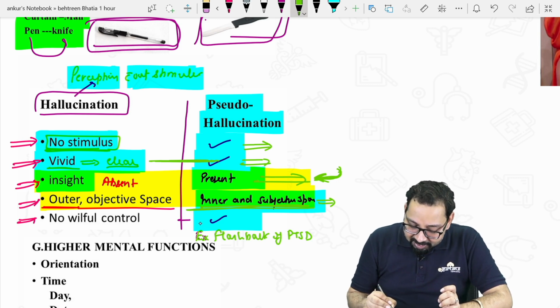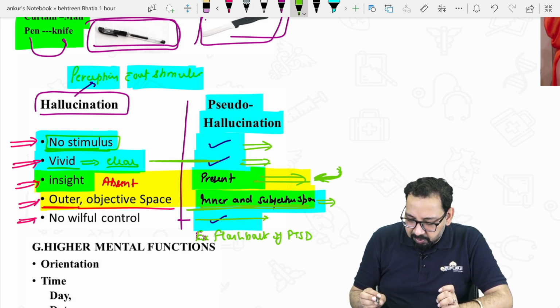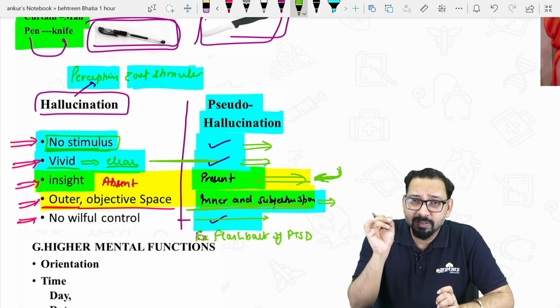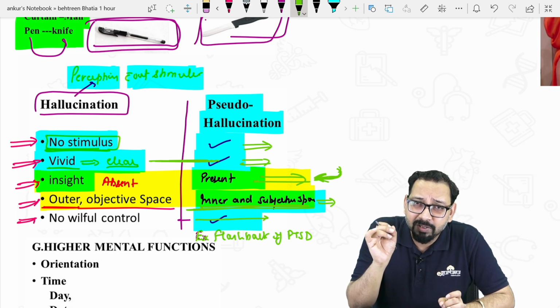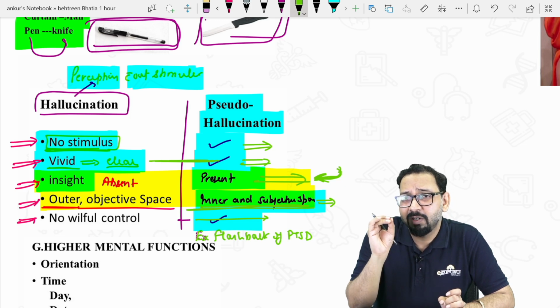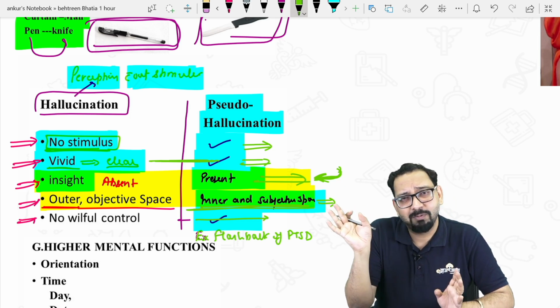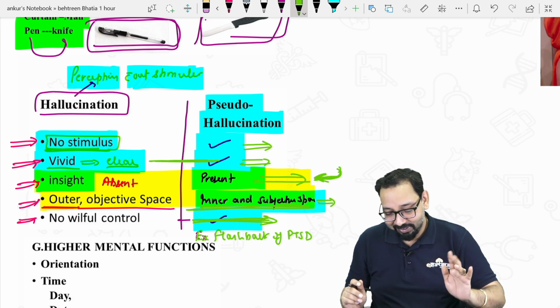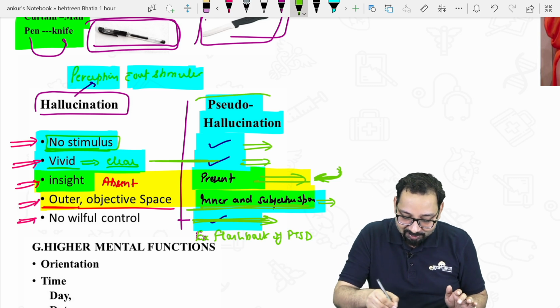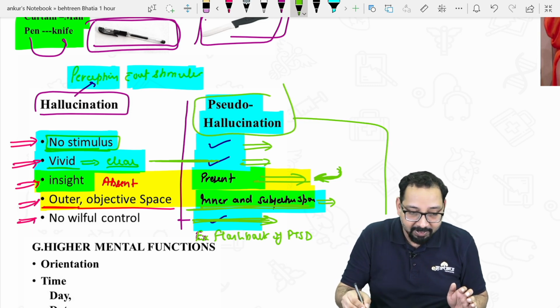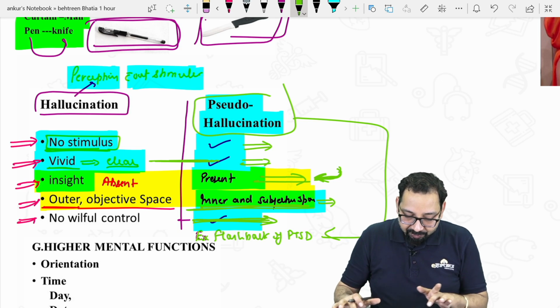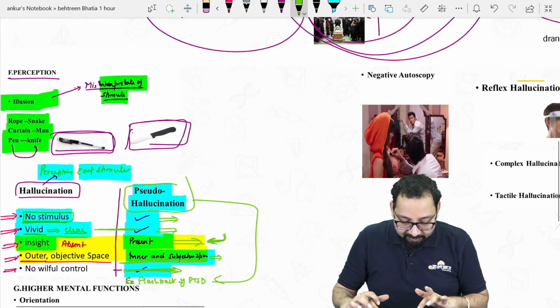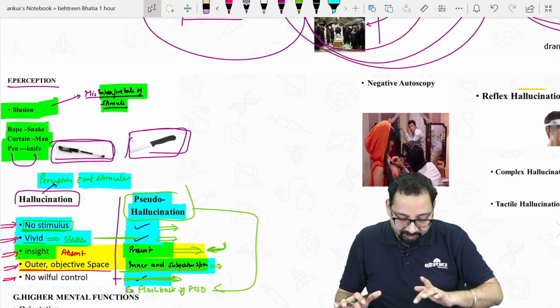And we ask him, can you stop these? He would say, no, Doctor Saab, I can't stop these, neither do I want to stop. Let her say "I love you," okay? Means he can't control these voices: pseudo hallucination. An example is flashback, okay? So this is the difference between true and pseudo hallucination.